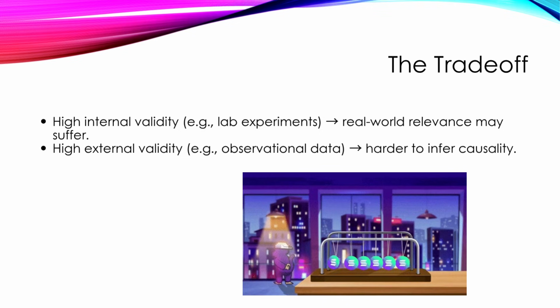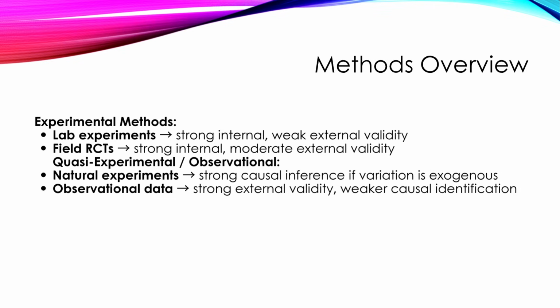And then strong external validity, for example, observational data or natural experiments, may lack controlled conditions, risking causal ambiguity. Now let's take a look at experimental and observational methods. So lab experiments are conducted in highly controlled environments where the researcher controls all factors except the intervention. Here there is strong internal validity due to strict control, but there's weak external validity due to the artificial setting that may not reflect real-world conditions.